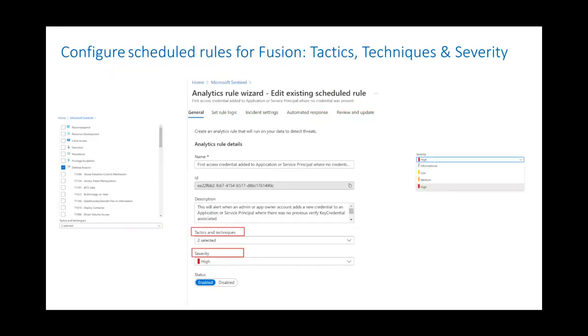And if we click on edit, it will take us to a page that has columns of name, description, severity, tactics, and techniques. Now, it's really important that we add the right MITRE ATT&CK tactics and techniques here so that Fusion's ML model can map the alerts with various kill chain stages, along with the severity, to develop potentially the right sequence of the attack.